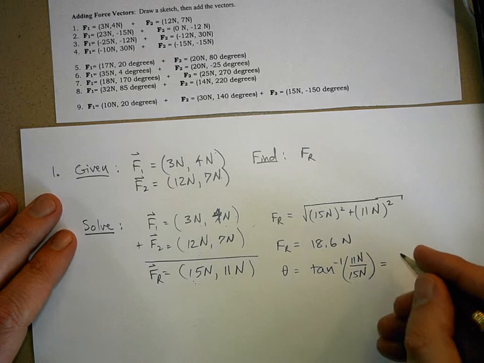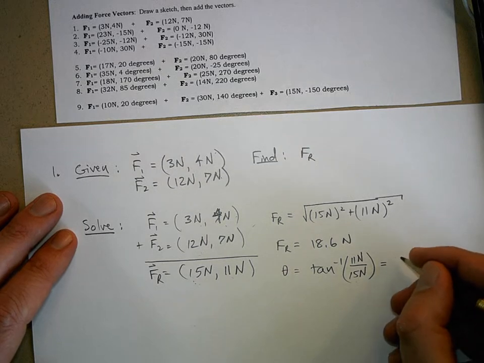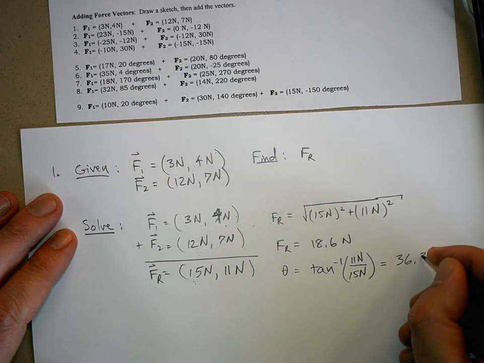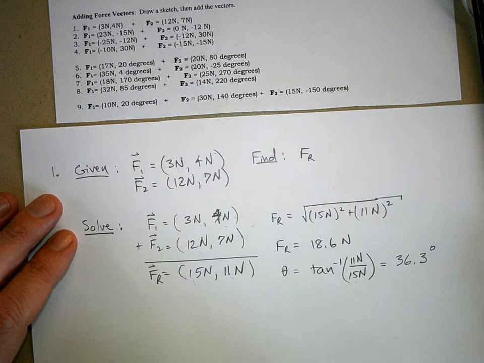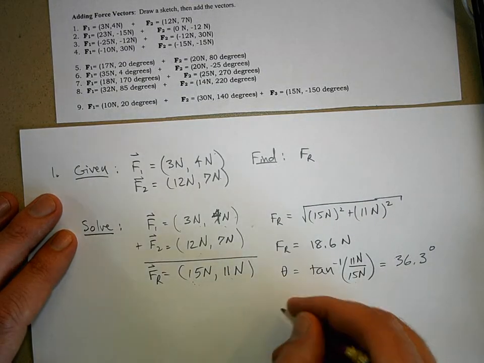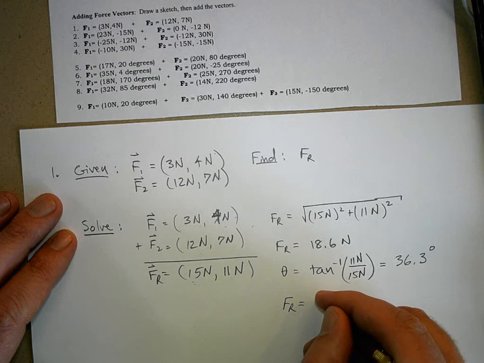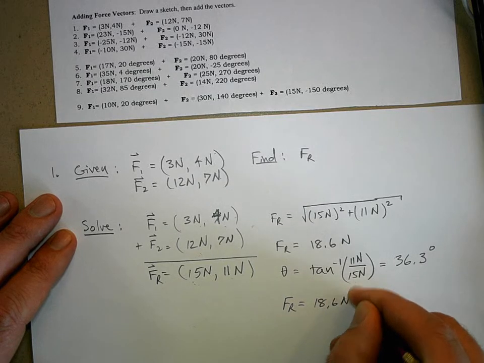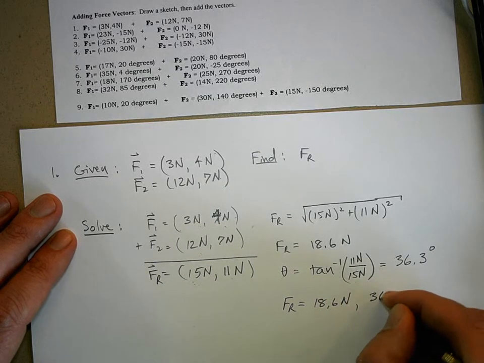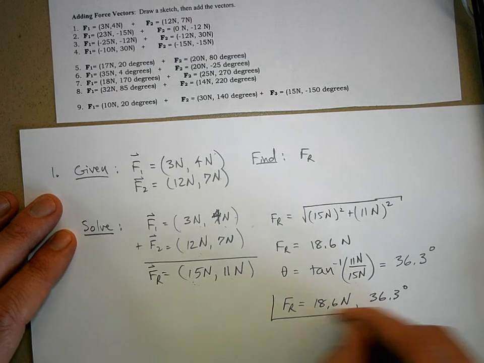36.3. Now what am I, a human calculator? How do I do that? 36.3 degrees? You agree with that? So we can say F sub r is 18.6 newtons of force at an angle of 36.3 degrees, and that's my answer.